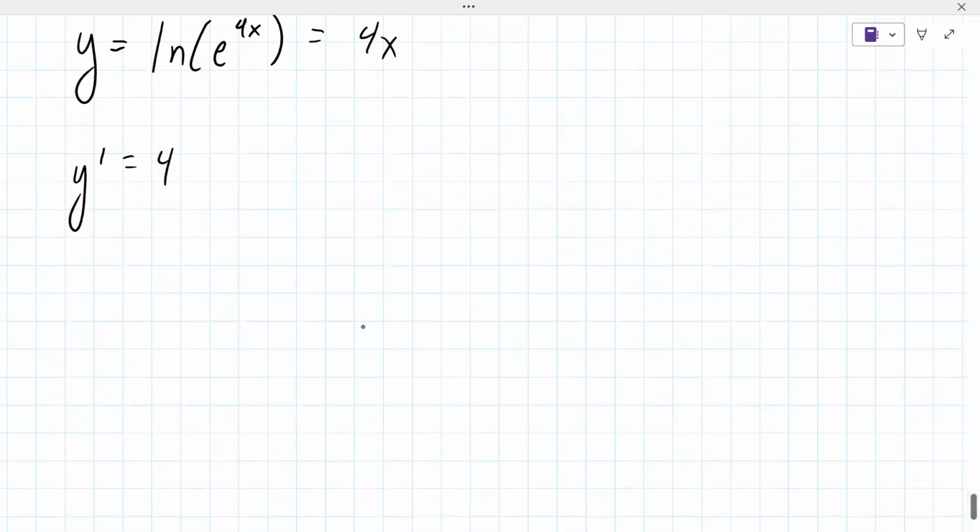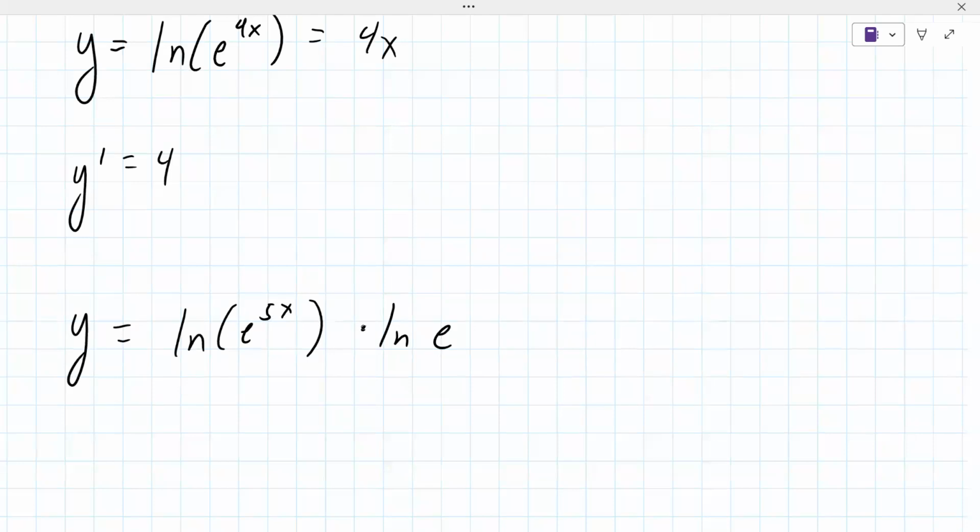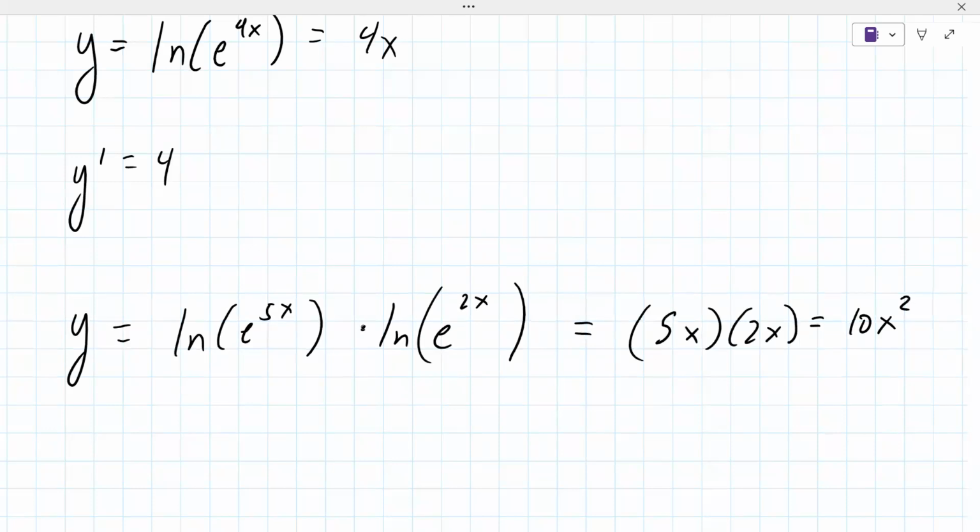Now, what if I gave you a problem where it was the natural log of e to the 5x times the natural log of e to the 2x? What does this become when you simplify? 5x times 2x. Yes. And so you could use product rule, or you could continue multiplying. So now you get 20x squared, and your derivative is 20x. Makes sense.